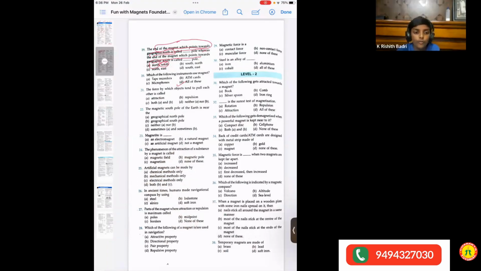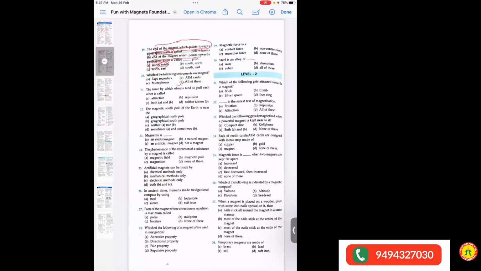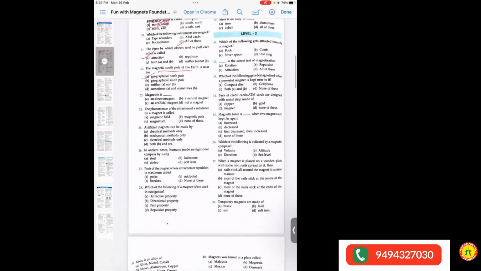Yes, ma'am. Force by which objects tend to pull each other is called, ma'am, attraction. Correct. It's called attraction. So, Amya, question number 22. Yes, ma'am. The magnetic south pole of the Earth is near the, ma'am, A. Correct. So, the south pole of the earth will be near the geographical north pole. So, the answer is A.